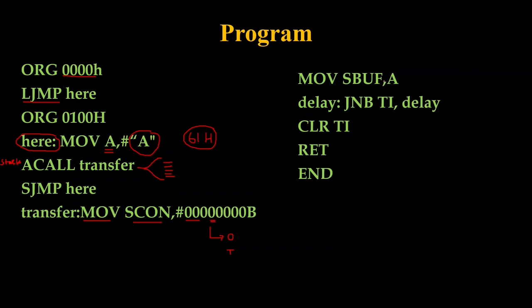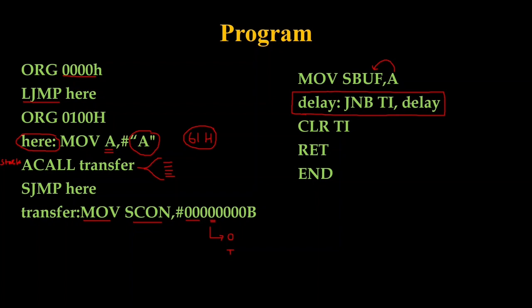After that, move the value of the accumulator to your SBUF. We have already moved the ASCII value of A into your accumulator, right? So this SBUF is going to get the ASCII value of A. Here we have to wait till the transmission is completed, right? We have already seen this using an AGAIN statement. So I have used a DELAY statement here. DELAY: JNB TI checks when the TI bit becomes 1. Till it becomes 1, it will not come out of the loop. It iterates again and again inside this loop itself.